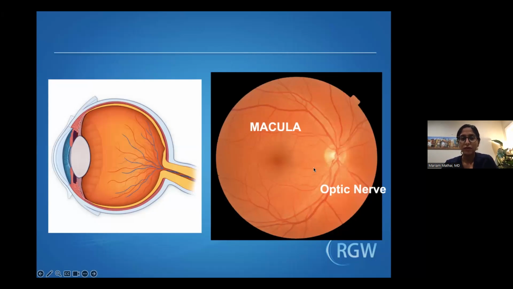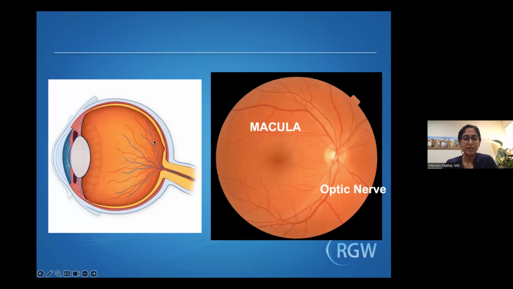Just a brief overview of the anatomy of the eye. If you look on the left here, this is a cross section of the eye. The front surface here is the cornea, which is the window into the eye, the surface of the eye that you see. Behind that is the iris, the pigmented part of your eye, which is either brown, blue, or green, as we all know. Then you pass through the lens that becomes a cataract.